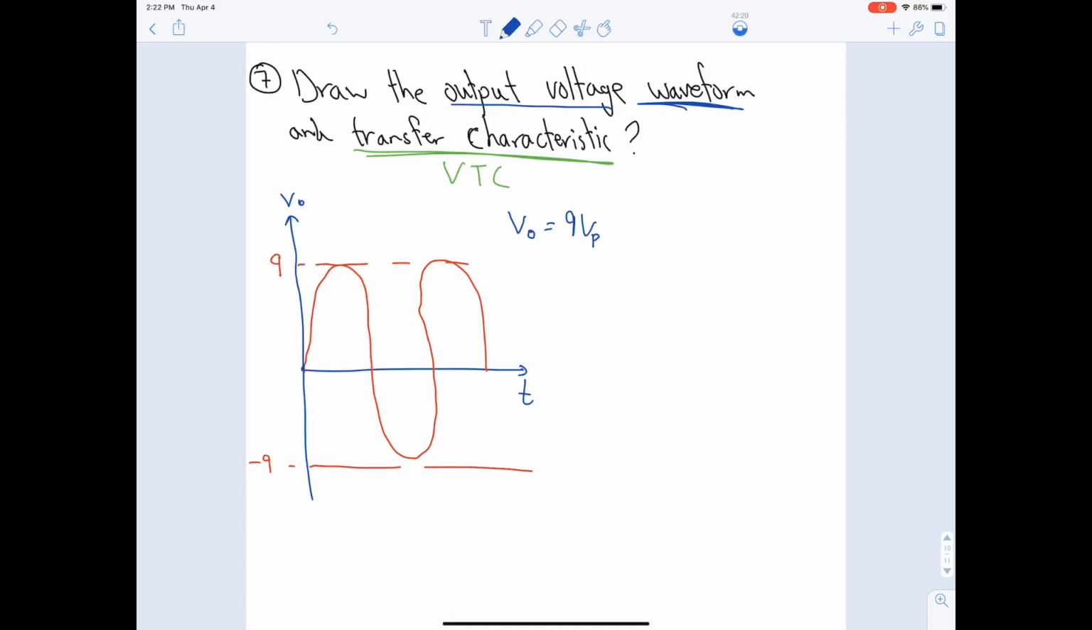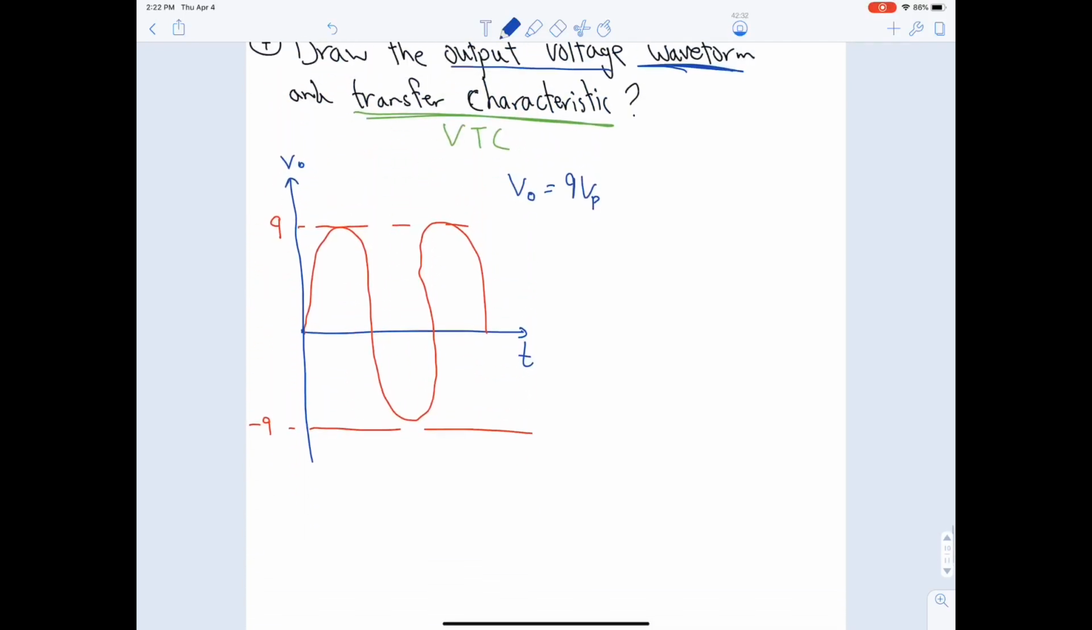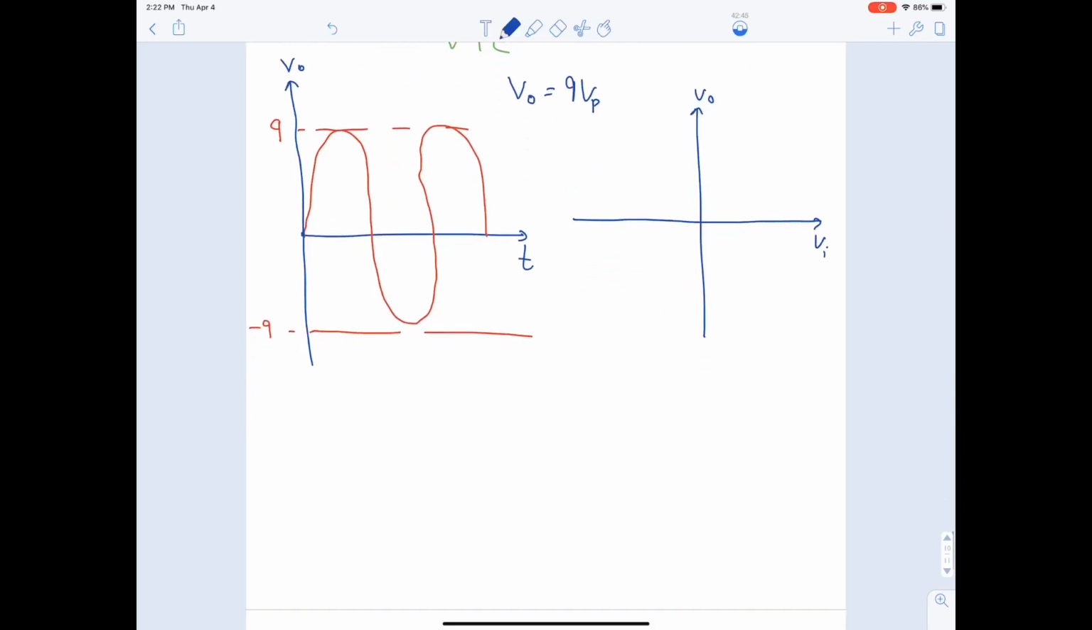Now, to draw the transfer characteristic, it's V output with respect to V input. In order to draw the VTC, you need to focus on two things. The first thing is the voltage gain, the sign of the voltage gain. Why? I will tell you in a moment. The second thing that you need to focus on is the saturation limits.